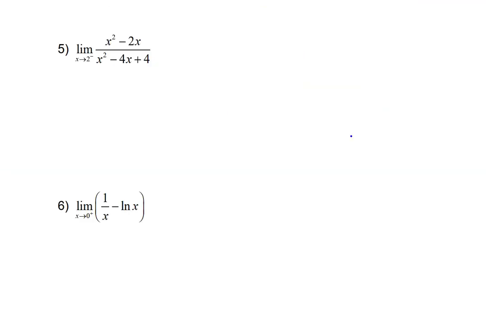Let's try a fifth example. This one states we want the limit as x approaches 2 from the left of a rational function where the numerator is x squared minus 2x and the denominator is x squared minus 4x plus 4. Now right away you can say, oh, we did rational functions before.